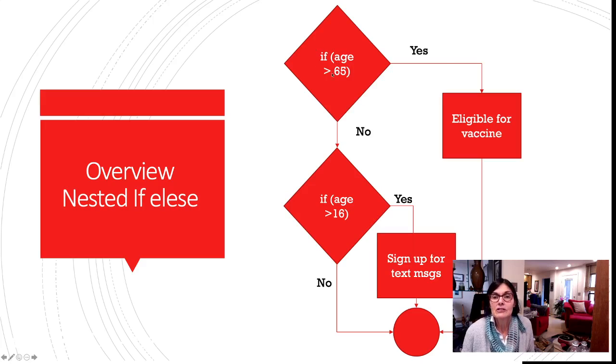So in here, if age is greater than 65, vaccine. If not, then we have another test. Are you greater than 16? Sign up for text messages. If not, nothing, because right now you can't get the COVID vaccine if you're less than 16. So in this case, you're having a nested situation where you do one and then you do another test.